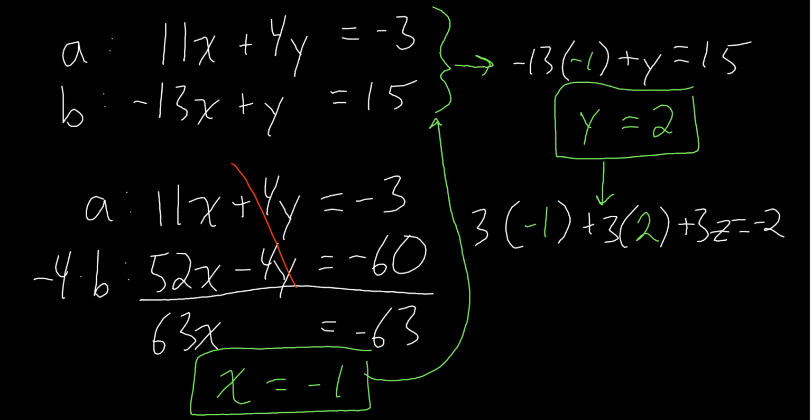Okay. And the arithmetic here, well, 3 times a negative 1, that's a negative 3. Plus 3 times 2, which is 6. Plus 3z is equal to a negative 2. And then the negative 3 and positive 6 turns to a positive 3. And then if I subtract 3 from both sides, I get a negative 5 over here. Okay, that doesn't matter. We should have got whole numbers.